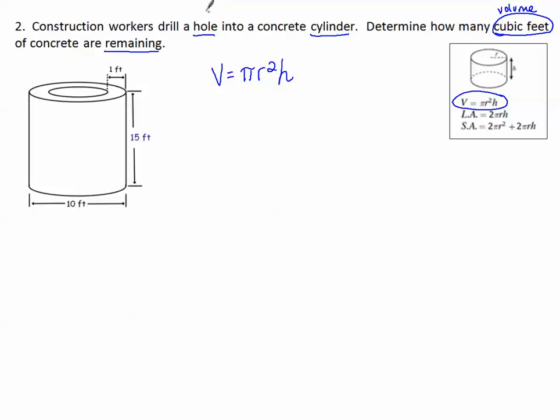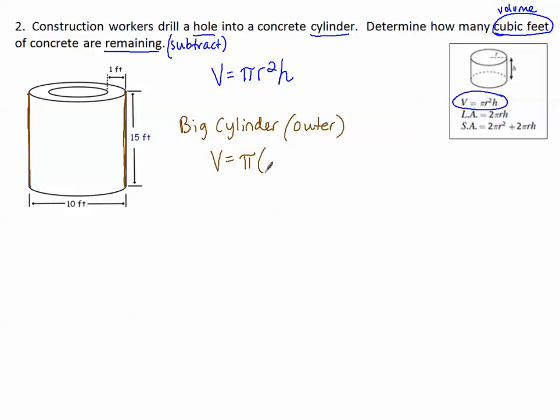Now, when there's a hole and I talk about remaining, I want to think of subtracting. When there's a hole and I want to find out what is left. Remaining means what's left. So let's start with the big cylinder. So I'm going to think of having two cylinders here. The big cylinder, or the outer cylinder, finding its volume first. So the outer cylinder, here's the edges of the outer cylinder.